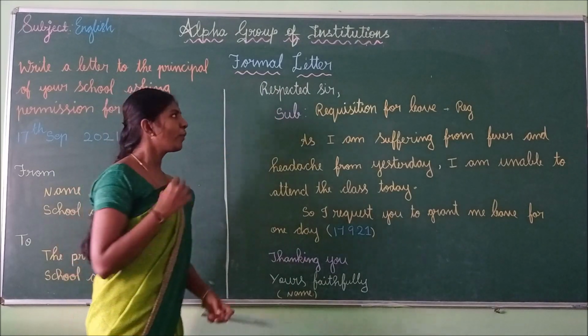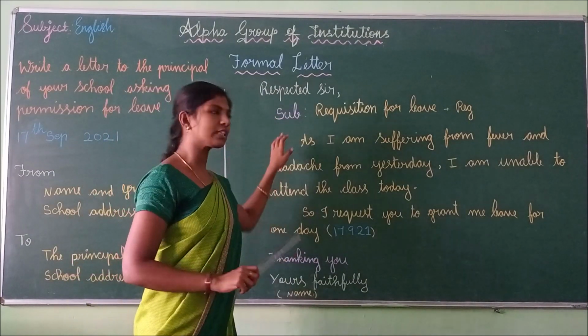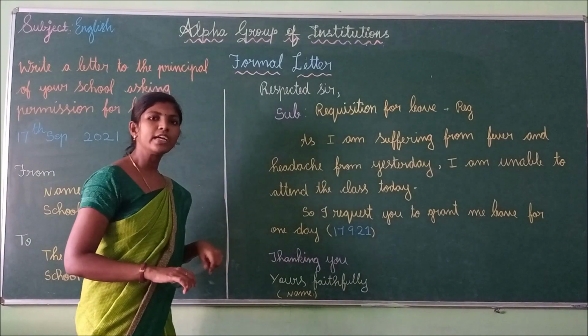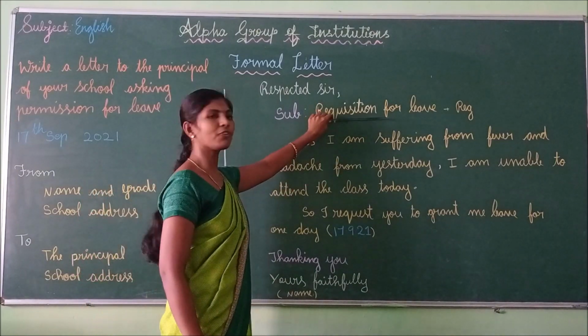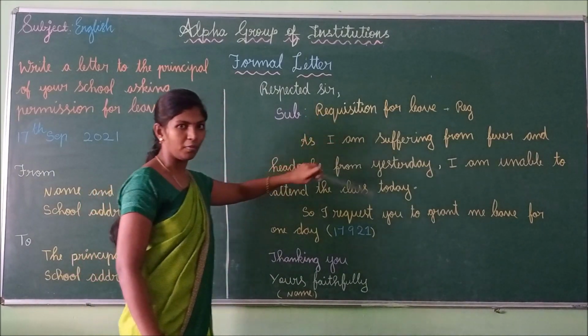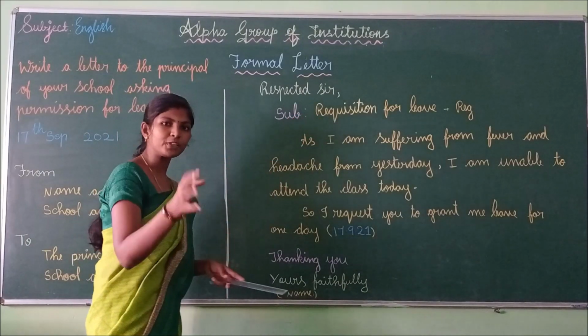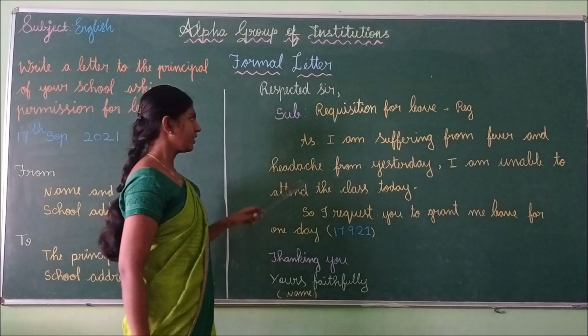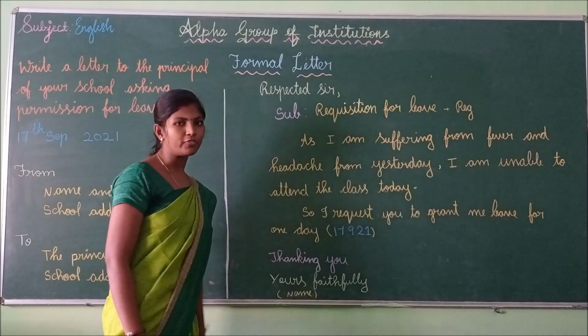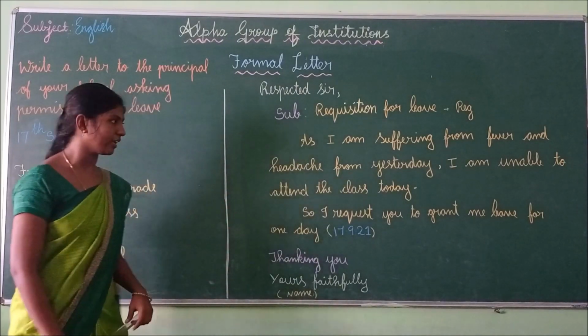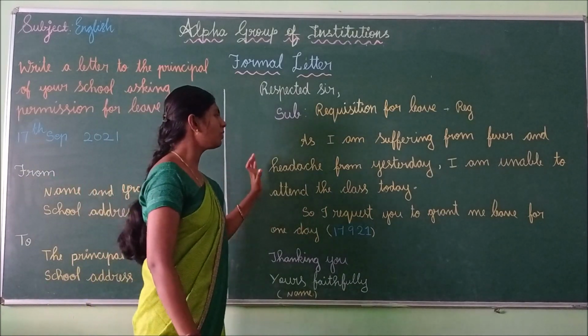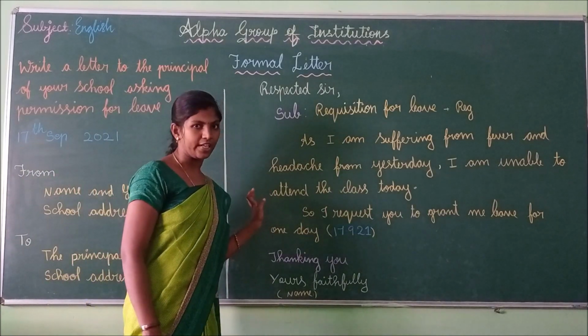Next, the fifth part. While you are writing a formal letter, you must give a subject. What is the subject? It is the purpose for the leave in short form. What is the purpose for which you are writing the letter? And the next is the body of the letter, that means the content of the letter. When you are writing, you have to make it into two or three paragraphs.